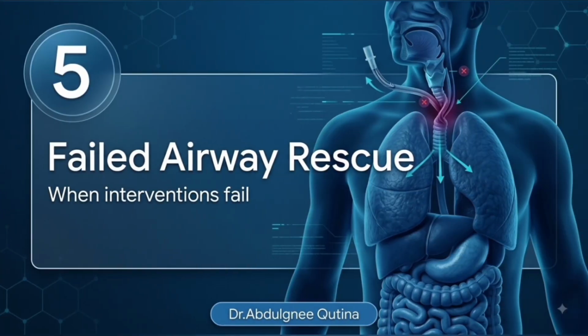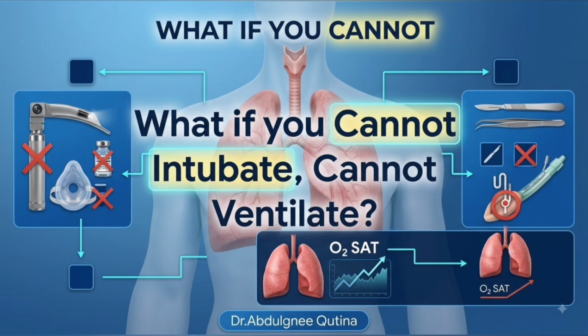Which leads us to Section 5, the failed airway rescue. We've talked about the ideal scenario, but what happens when the algorithm breaks down? What if you hit the dreaded cannot intubate, cannot ventilate scenario? CICV. This is arguably the most terrifying situation in emergency medicine.